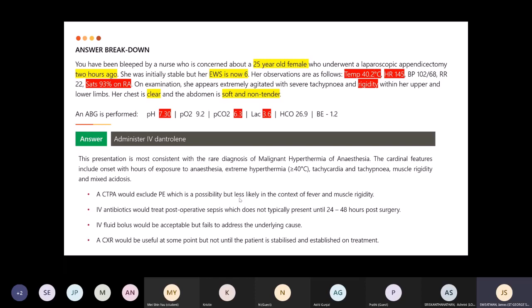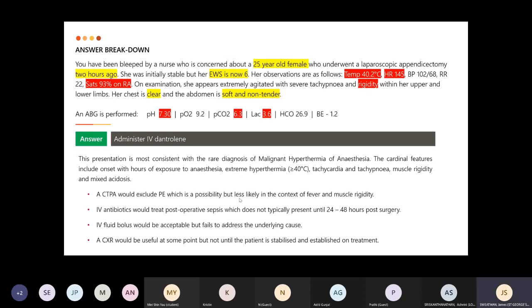And then we know she's not saturating very well, probably because she's panicky a little bit. The other thing that we've highlighted is rigidity. Rigidity is quite unusual. If you think about all the stuff that would happen post-op, so pulmonary embolism, infection, basal atelectasis, perforation, they don't give you rigidity within your upper and lower limbs. So that makes us start to think about possible neurological causes, CNS causes, drug-related causes, anything that interacts with your motor neurons or your CNS system.